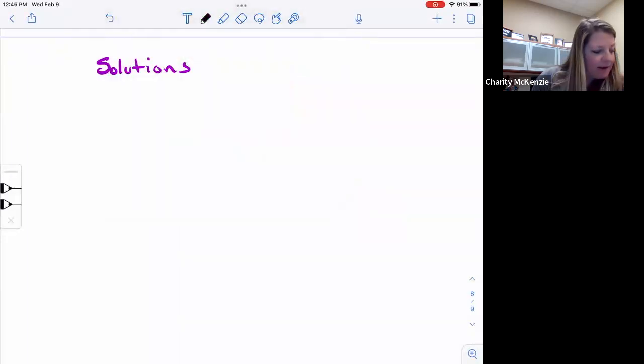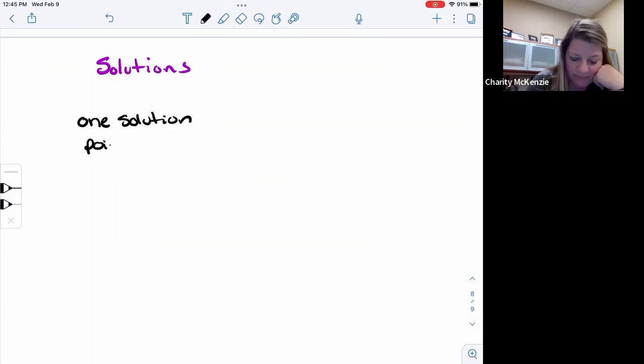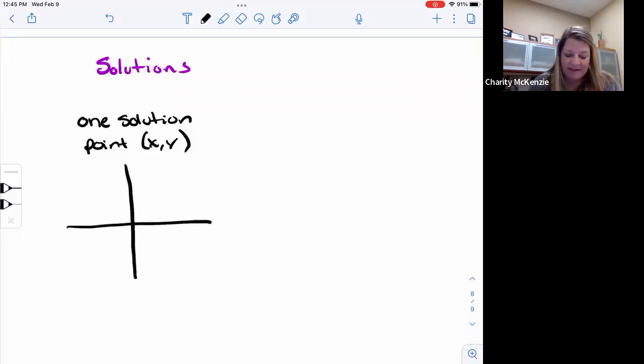Well, we're good now. Okay, so the number of solutions. So the first case is that you have one solution. And remember, this is a point, X, Y. And if we think about what the graph looks like for this, here's our X, here's our Y.